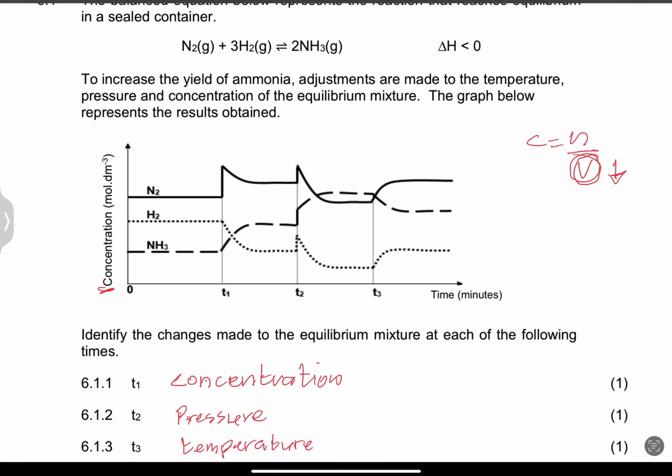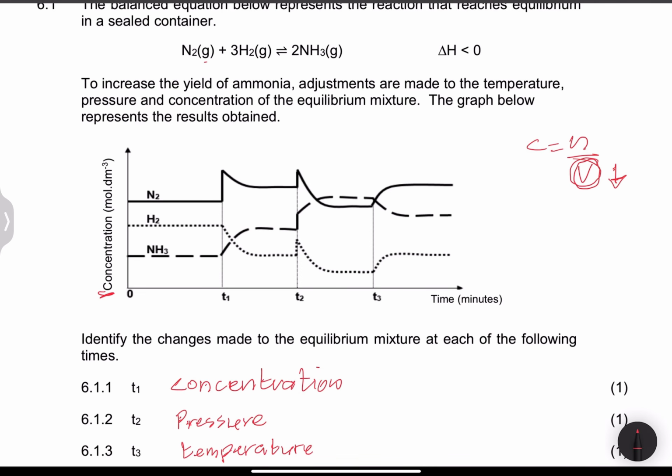Remember, according to Le Chatelier's principle, when it comes to pressure or volume, you always look at where there are more moles of gas. In this case, there's 1 mole plus 3, so on the left-hand side we've got 4 moles of gas, and on the right-hand side we've got only 2 moles of gas. Please check that you only count the moles of gases. If it's not a gas, don't count it. So we've got 4 on the left and 2 on the right.